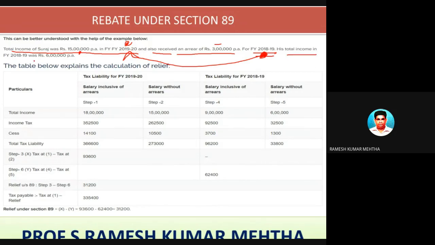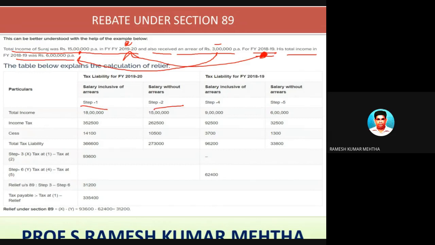His total income in the financial year 2018-19 was 6 lakhs. If this particular arrear would have been paid in that financial year itself, then his total income would have been 9 lakh rupees. So with this given information, we will find out what is the total amount of relief from tax as far as section 89 of the Income Tax Act 1961 is concerned.